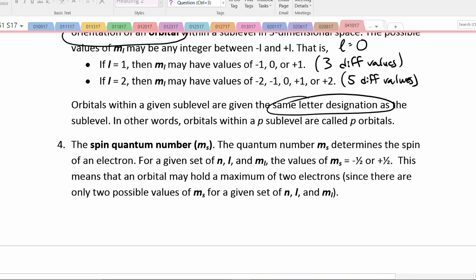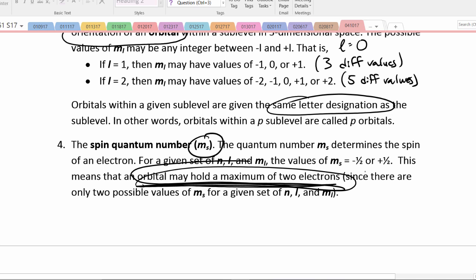And then the last quantum number that's in here is what's called the spin quantum number. This one is totally independent of all the others, but once we define n, l, and m sub l, then the spin quantum number can either be a value of negative 1/2 or positive 1/2. And this here is the main implication: because they can have two different values, this tells us that an orbital will hold up to a maximum of 2 electrons.